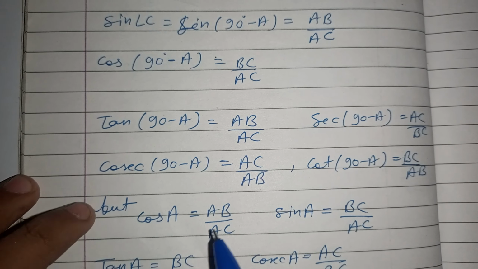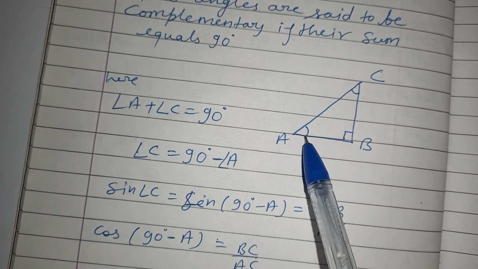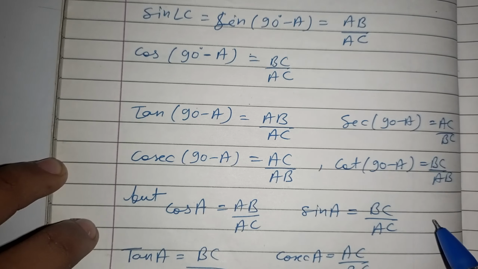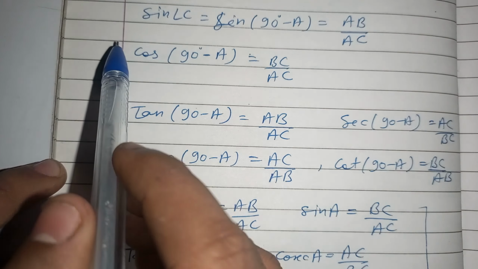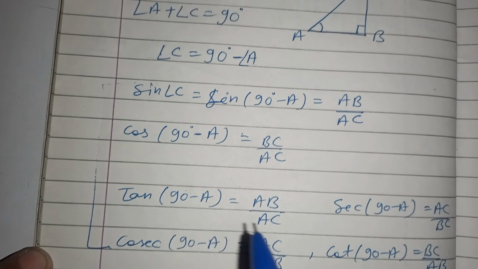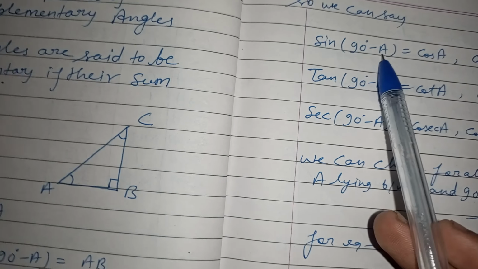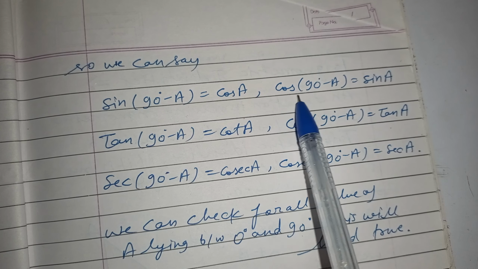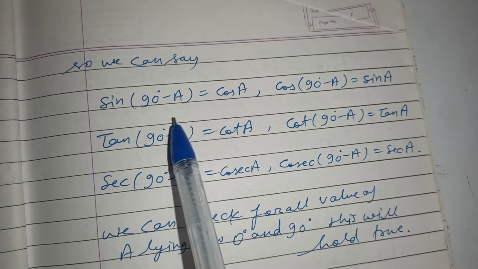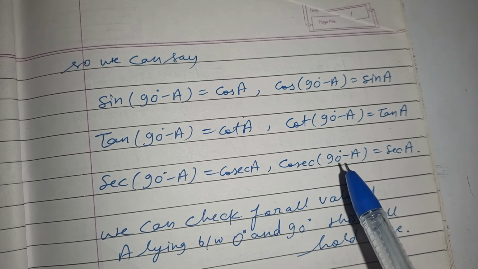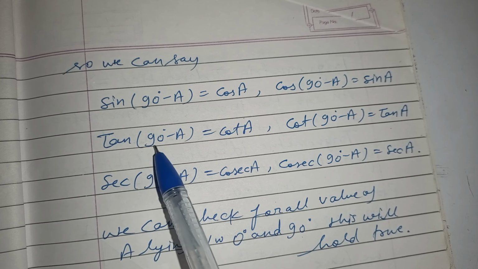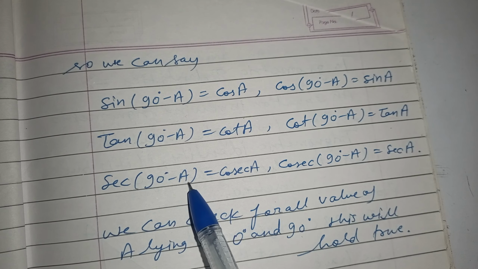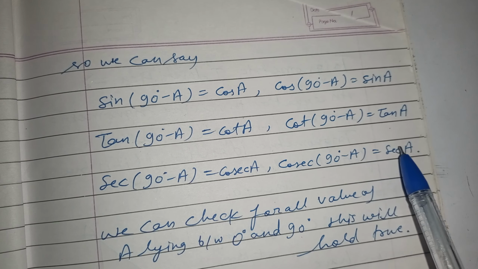But we know that cos A is equal to AB upon AC. So we can relate these six ratios, and sin 90 minus A will be equal to cos A, and cos 90 minus A is equal to sin A. This formula will hold for any value between 0 to 90 degree. You can prove that tan 90 minus A is equal to cot A, cot 90 minus A is equal to tan A, sec 90 minus A is equal to cosec A, and cosec 90 minus A is equal to sec A.